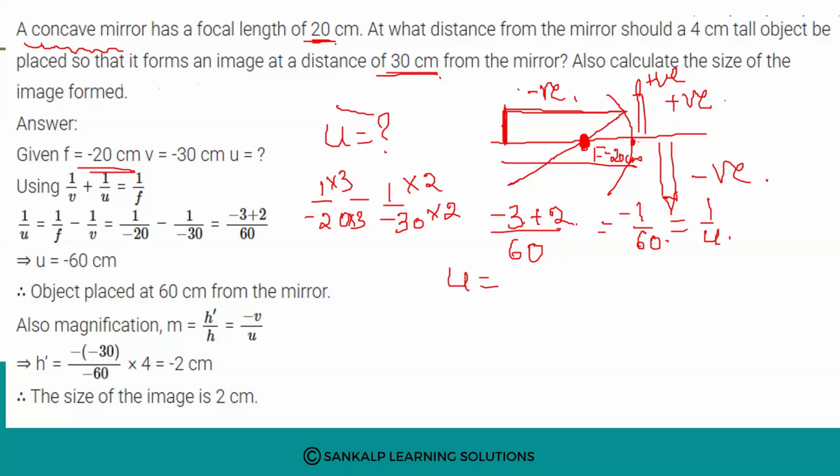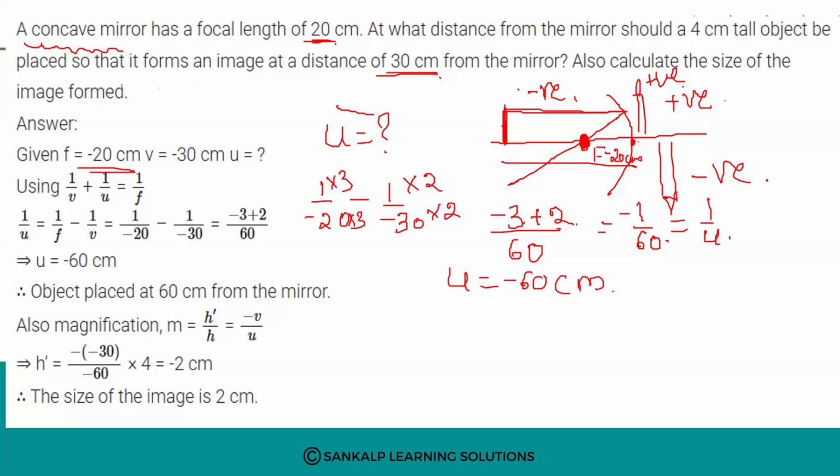Then what is u? u is the distance of the object. So u is minus 60, the reciprocal. If you invert this, you will get u. So that is minus 60. u is minus 60 centimeter. Then the object is placed at 60 centimeter from the mirror, and find the magnification.